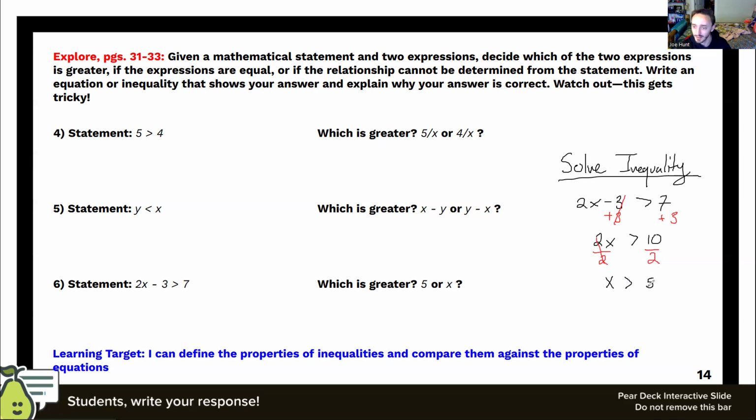It's just now on the right-hand side that it's greater than 5. So if this is true, then that would tell me that x is the larger quantity. X is greater than 5, even though I don't know what it is, right? And I may never will. So that is how we move from solving equations into the work with solving inequalities.